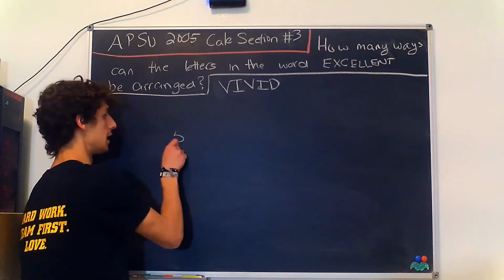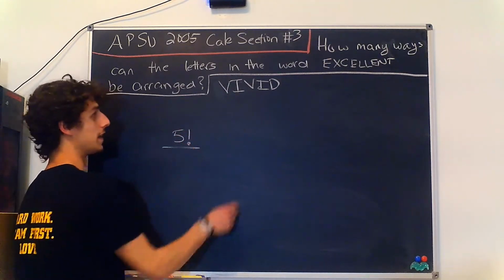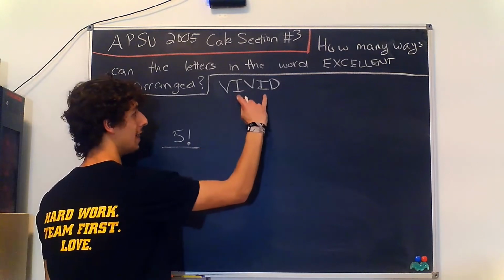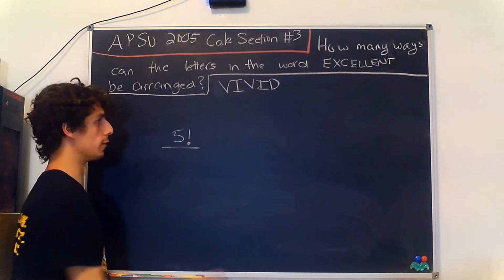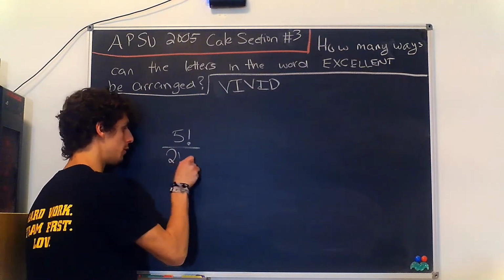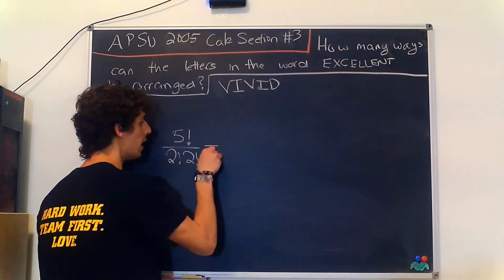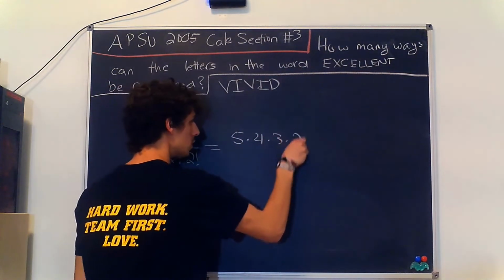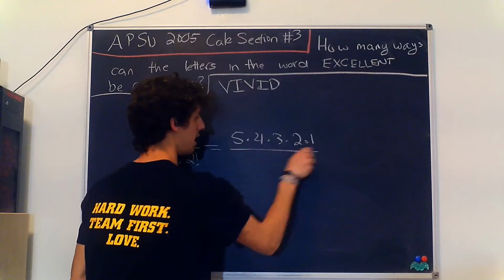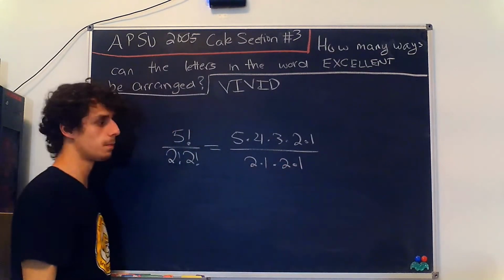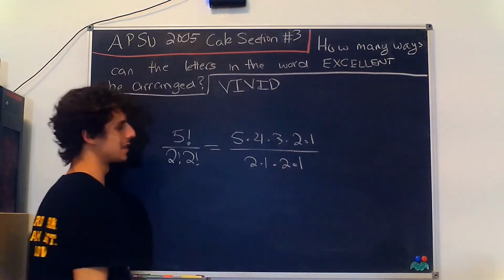So first we want to take 5 factorial. That's the number of letters in this word. But then we want to divide it by the letters that have duplicates and their number of duplicates. So we have 2 I's and we have 2 V's. So we want to divide it by 2 factorial twice. And that will give us 5 times 4 times 3 times 2 times 1 divided by 2 times 1 times 2 times 1. But then we can cancel this a bunch of different ways.